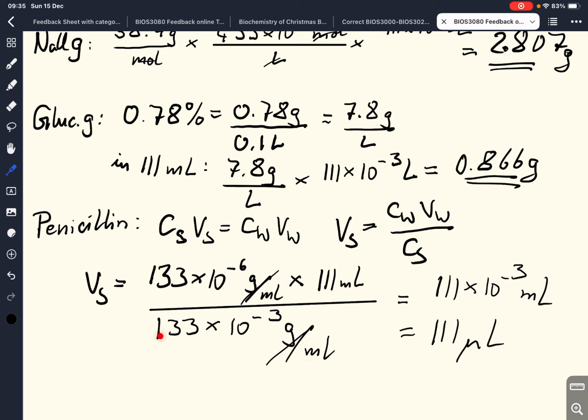And what we see is that the 133 cancels out, the gram per milliliter cancels out, and what we've got left is 10 to the minus 6 divided by 10 to the minus 3. That gives us 10 to the minus 3, and we still have the unit of milliliter, so that gives us 111 times 10 to the minus 3 milliliter, which of course would be 111 microliter. And that would be our final answer.